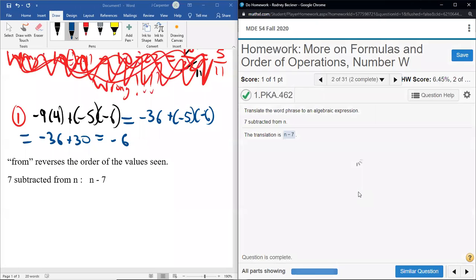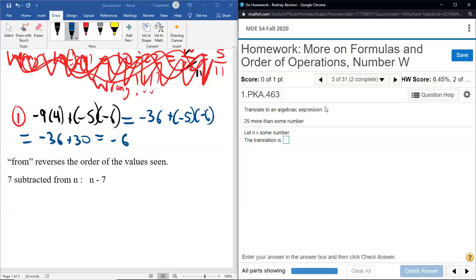Translate into an algebraic expression, which is the same thing we just did: 24 more than some number. Now you have to pay attention in general. When we say some number, that could be X or Y or A or Q or R or whatever letter you like. But MyMathLab can't accept just some random letter. They tell you which one to use.